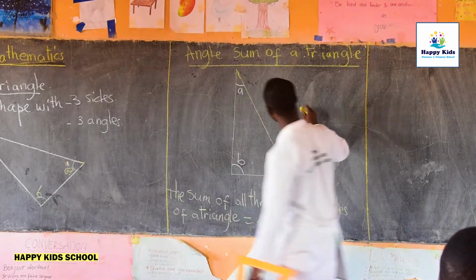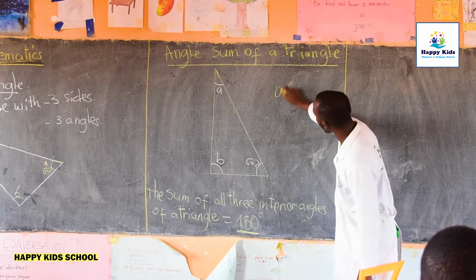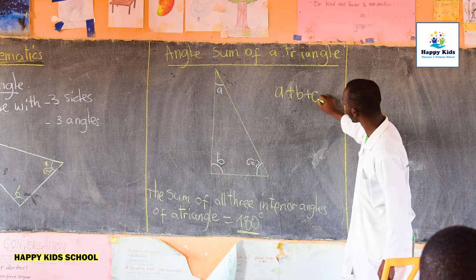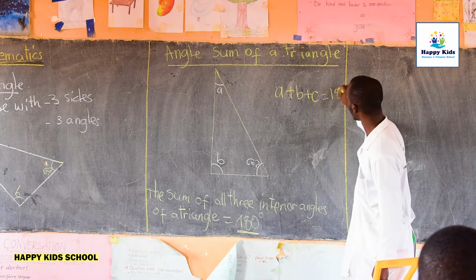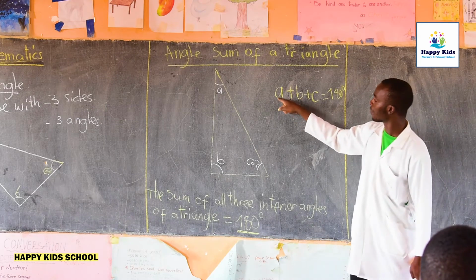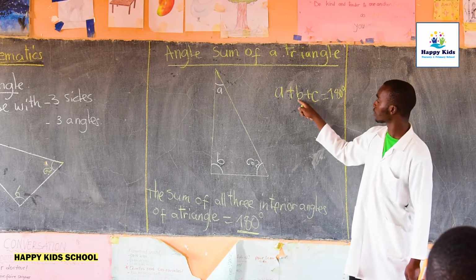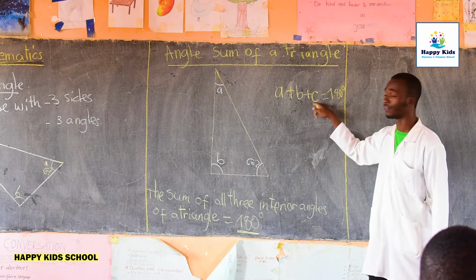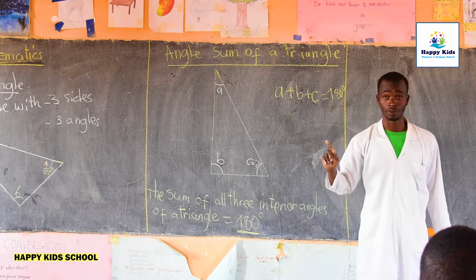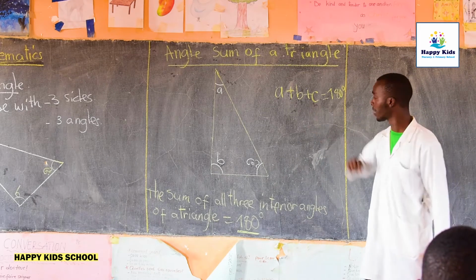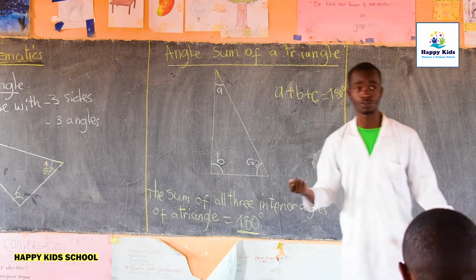Mathematically, it says that once we add the angle A plus angle B plus angle C, this gives 180 degrees. It means that when we are given angle A and angle B, but C is not given, we can find the value of C. Yes, it is possible. By using algebra, we can find the angle C.